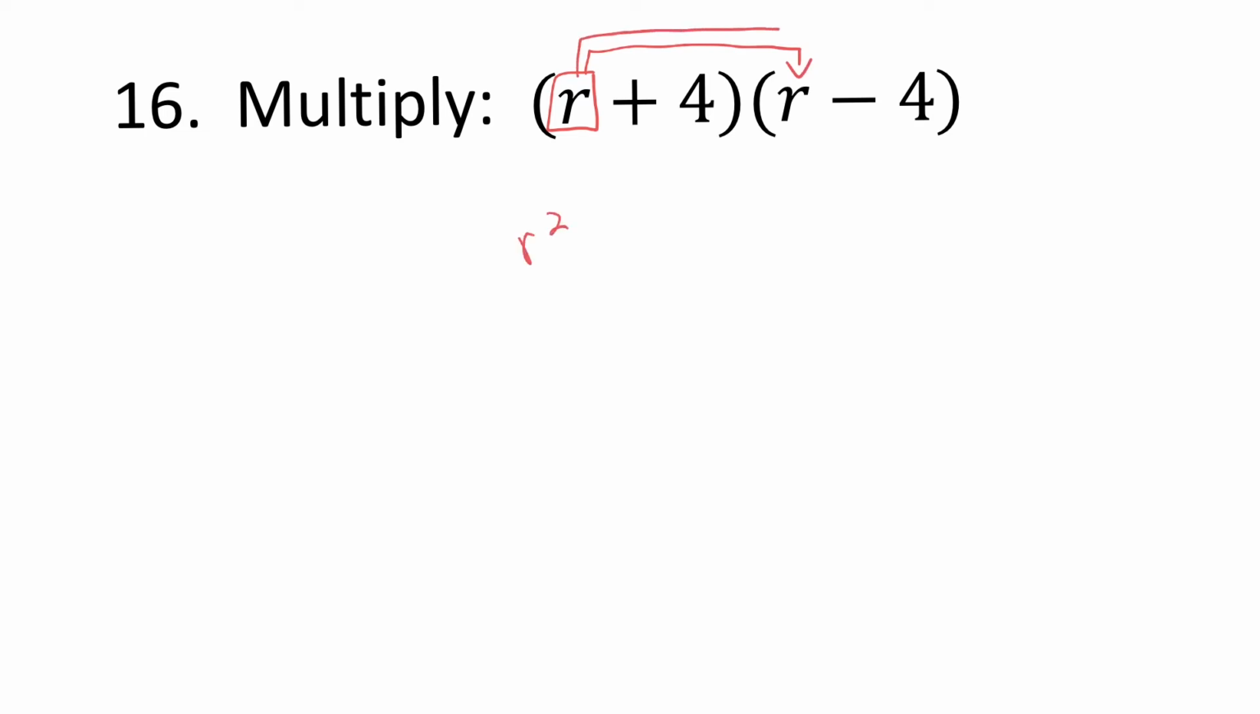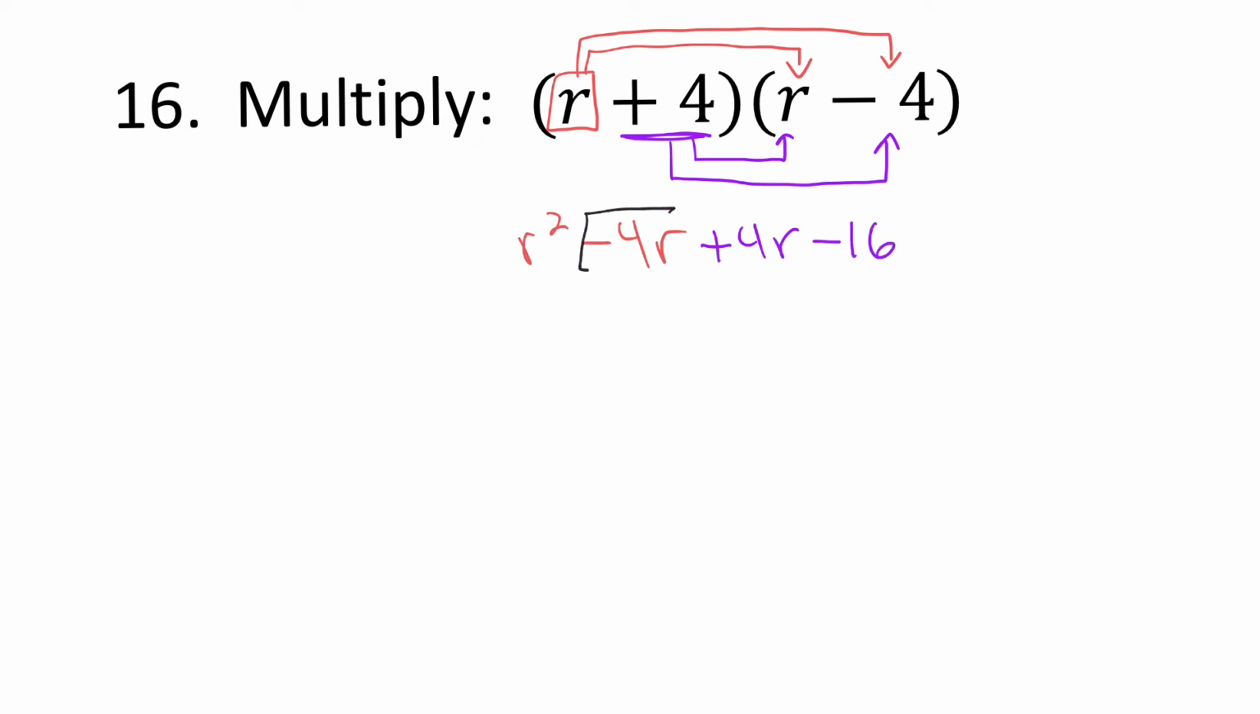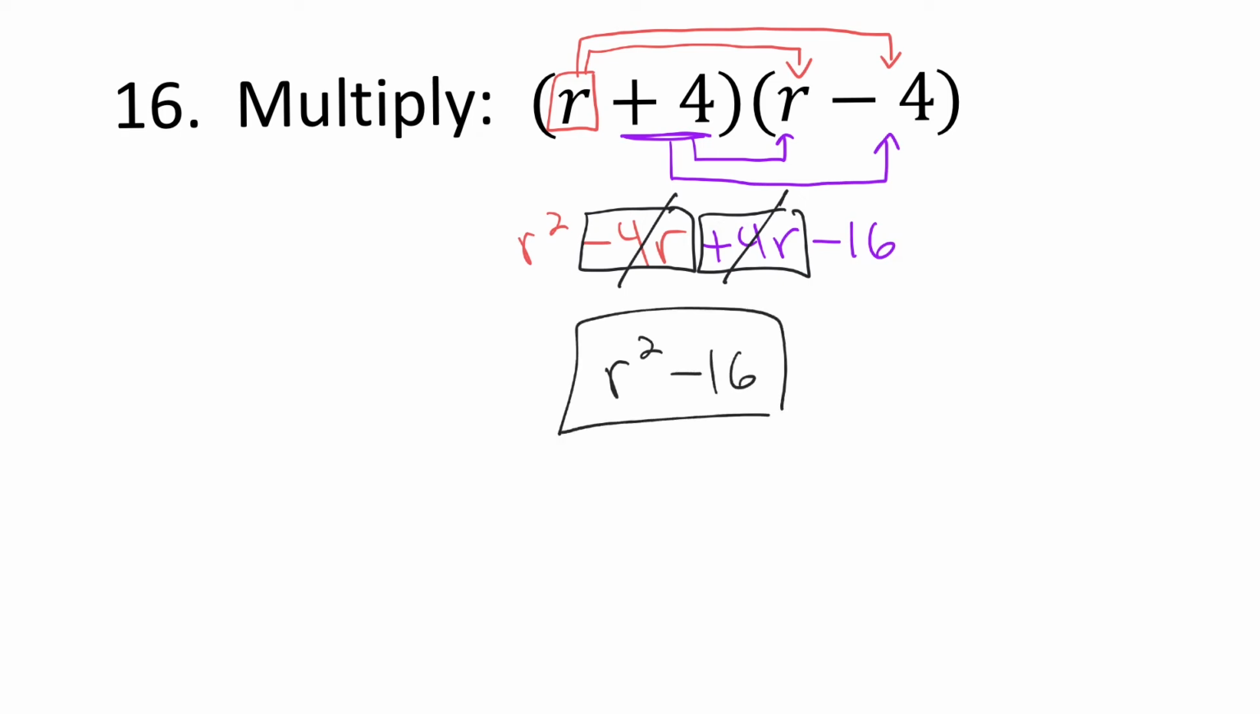You multiply r times the next term, negative 4 times r, that's negative 4r. And then you guys get the second term, positive 4 times the r. That's a positive 4r. And the positive 4 times the negative 4, that's a negative 16. If you guys look at the middle terms, the negative 4r and the positive 4r cancel. So all we have left is the r squared minus 16, and it is your answer.